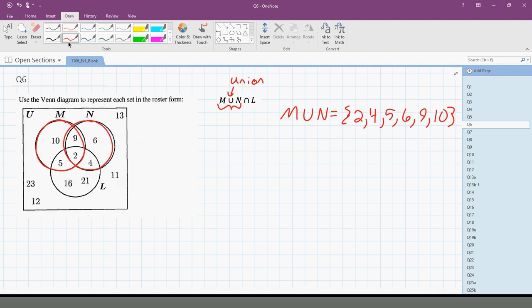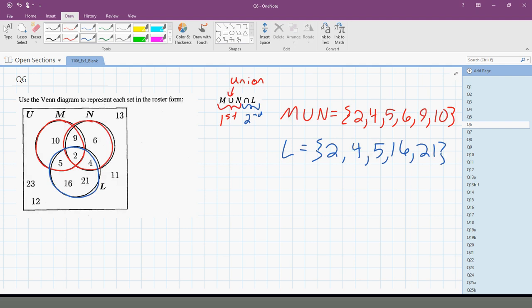Now, what next? And then the intersection of that with L. That's right. So this was first, and now we're going to work on that intersection. I'm going to write down what L is real quick, because that's going to help us. So here is L. Who is everybody that's in L? 5, 2, 4, 16. So there's everybody that was in that circle.